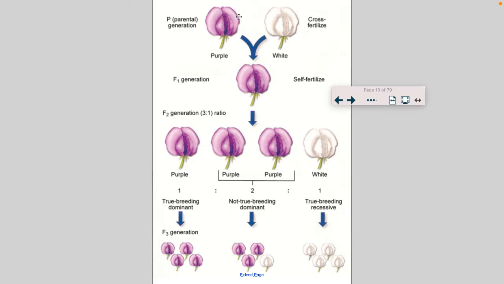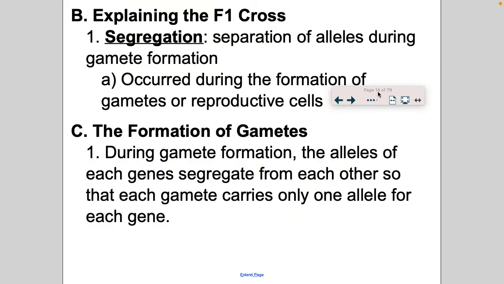Here's another example looking at flower color. Purple flower crossed with white flower, both purebred. F1 generation, all hybrids, purple. Then he took it one step further, and he allowed them to self-pollinate or self-fertilize. And then at F2, white reappeared, always in 25% of the offspring. So how do you explain the F1 cross? It's through segregation.